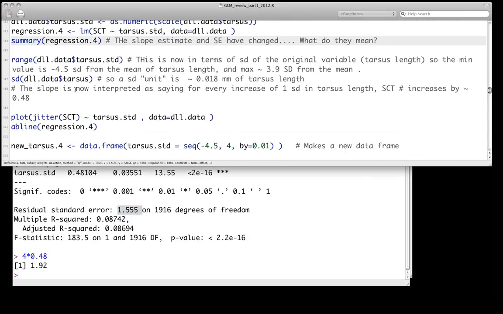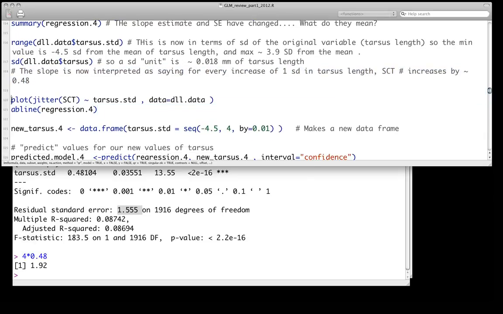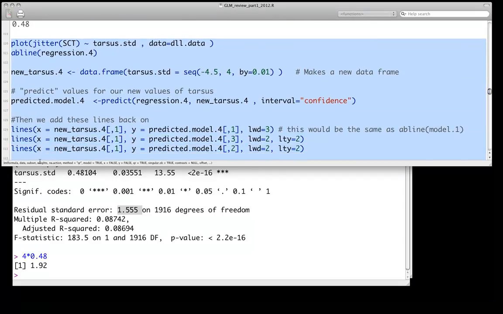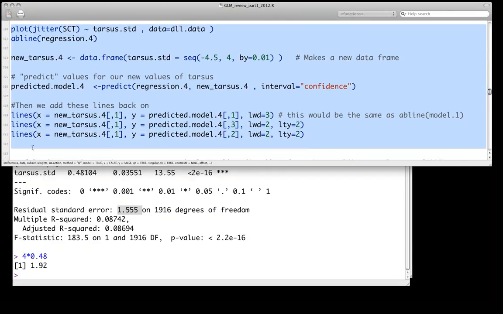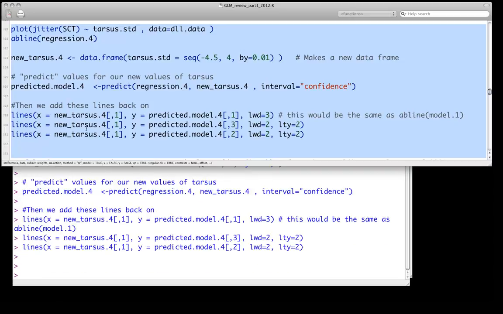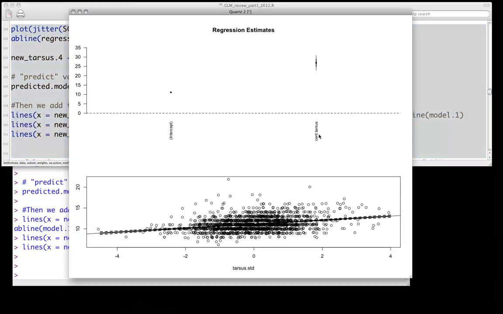And this sort of just repeats what I've said. So a standard deviation unit is 0.01 millimeters of Tarsus length, and like I said, for the slope, it's now interpreted as saying for each increase by 1 standard deviation in Tarsus length, or 0.18 millimeters of Tarsus length, sexcomb teeth increases by 0.48. And we can plot this and put our lines on it just like before. Here are just our confidence intervals. And let's grab the plot here, which is down here.